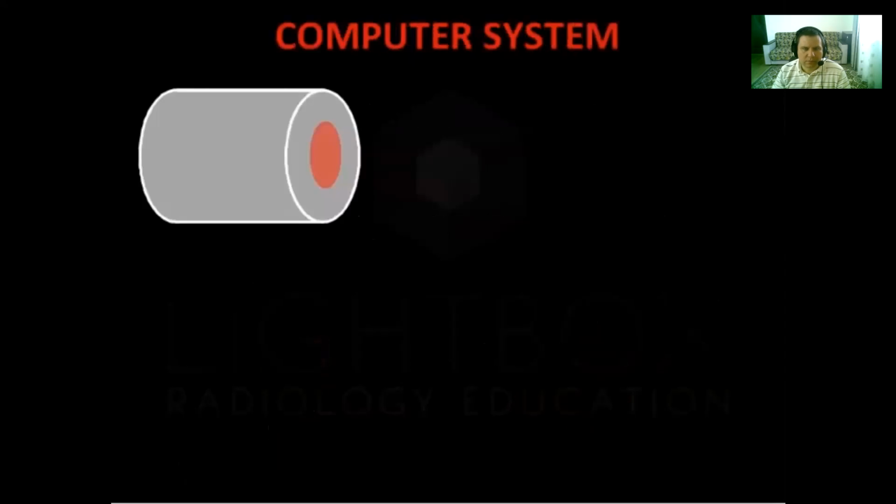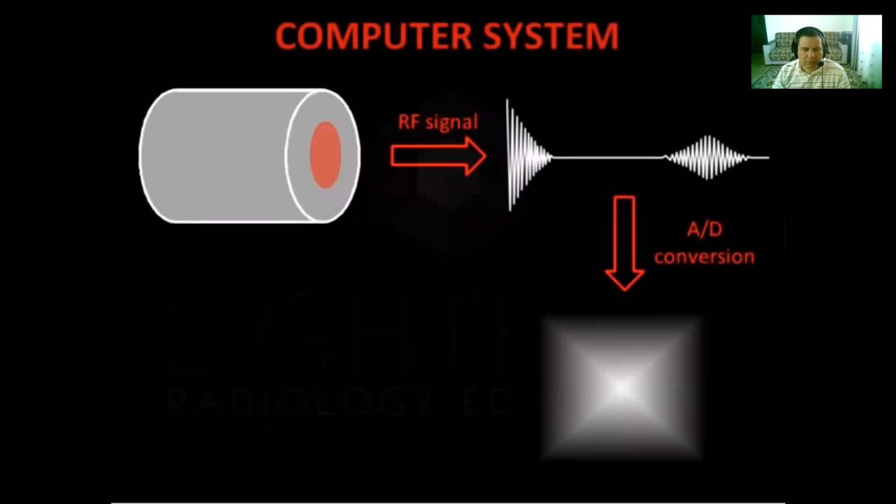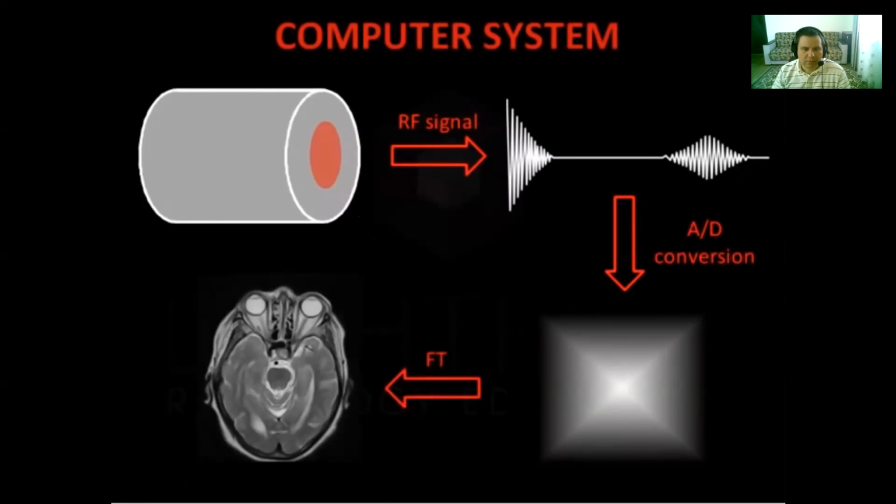The computer system receives the RF signal and performs an analog to digital conversion. The digital signal representing the imaged body part is stored in the temporary image space, or K-space. The K-space stores digitized MR signals during data acquisition. The digital signal is then sent to an image processor where a mathematical formula called Fourier transformation is applied, and the image of the MRI scan is displayed on a monitor.